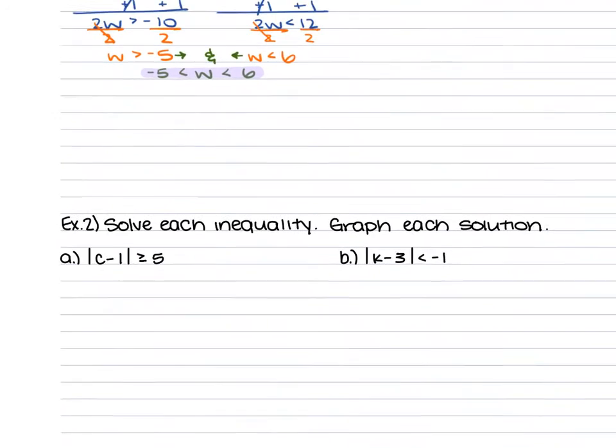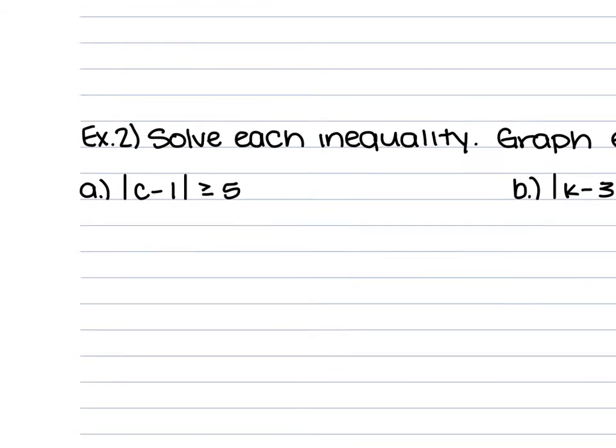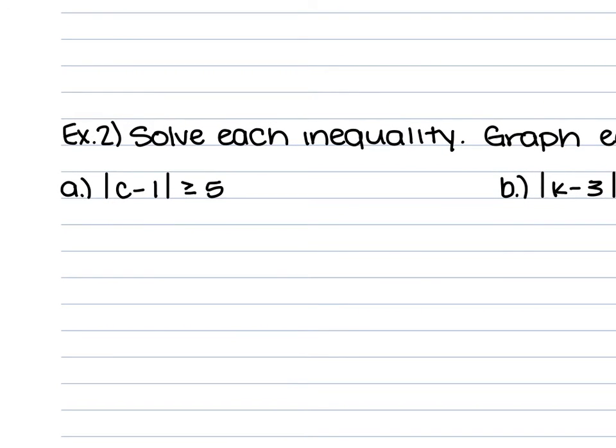With our next example, example 2a, we have the absolute value of c minus 1 is greater than or equal to 5. So again, is the absolute value, so a positive number, capable of being greater than or equal to 5? Yes. So we're going to turn this into two inequalities. One that has the negative 5, one that has a positive 5. So we're going to get rid of those absolute value bars, and we're going to have c minus 1 is less than or equal to negative 5, as well as c minus 1 is greater than or equal to 5.